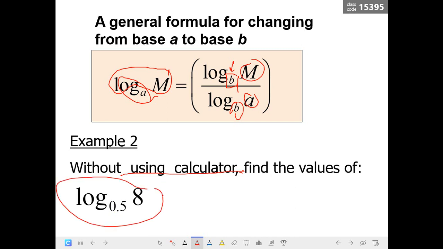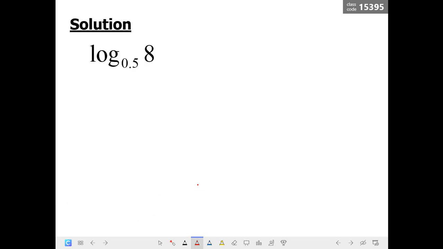Okay, we want to find this value without using a calculator. Solution: you need to change to a base so that you can find the value of this, and simplify. So this is log base 8. 8 is equal to 2 cubed. And then 0.5 is equal to 1 over 2. 1 over 2 means all base 2, without using a calculator.